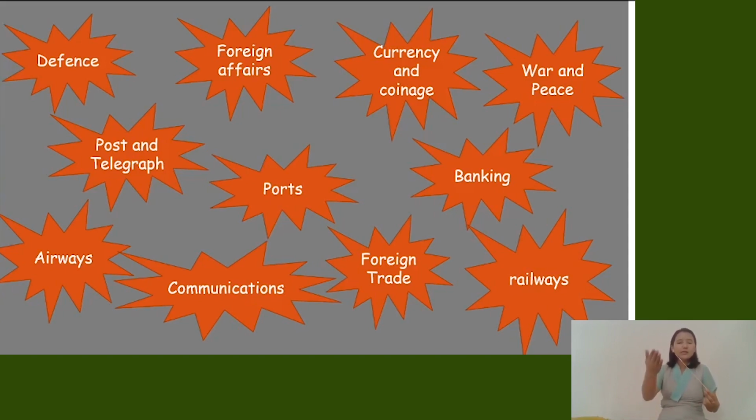Just like this, we have a few more examples in the Union list: war and peace, banking, railway, foreign trade, ports, communication, post and telegraph, airways. So these are the subjects which come under the Union list. Overall, in the Union list, we have 100 subjects, and all these come under the central government, and the central government has the power to make law on them.